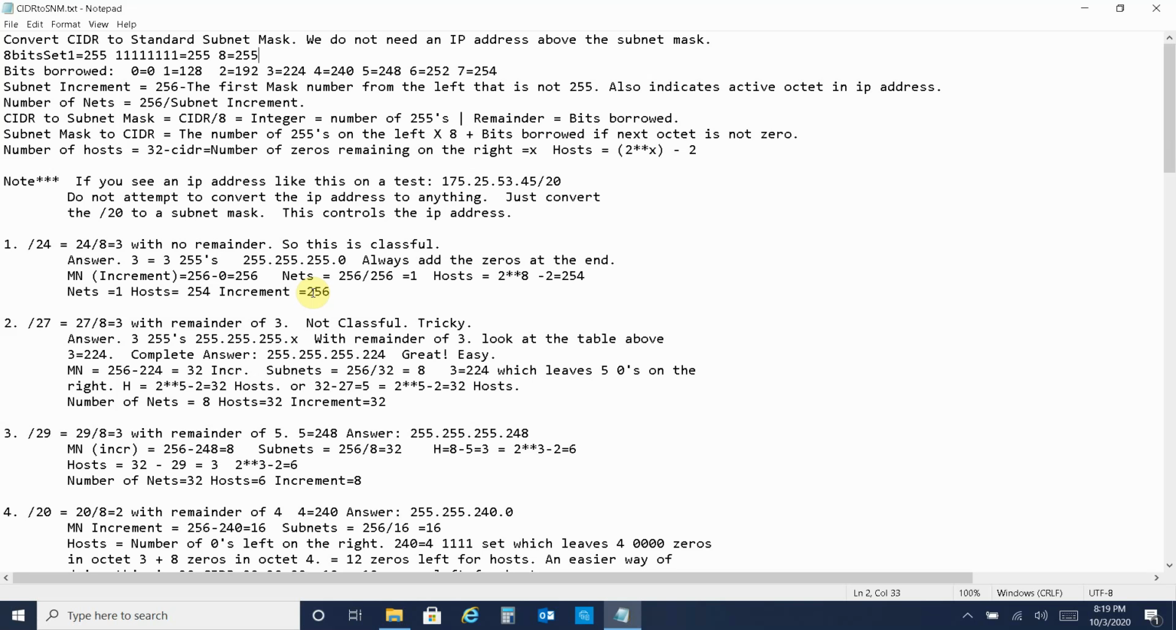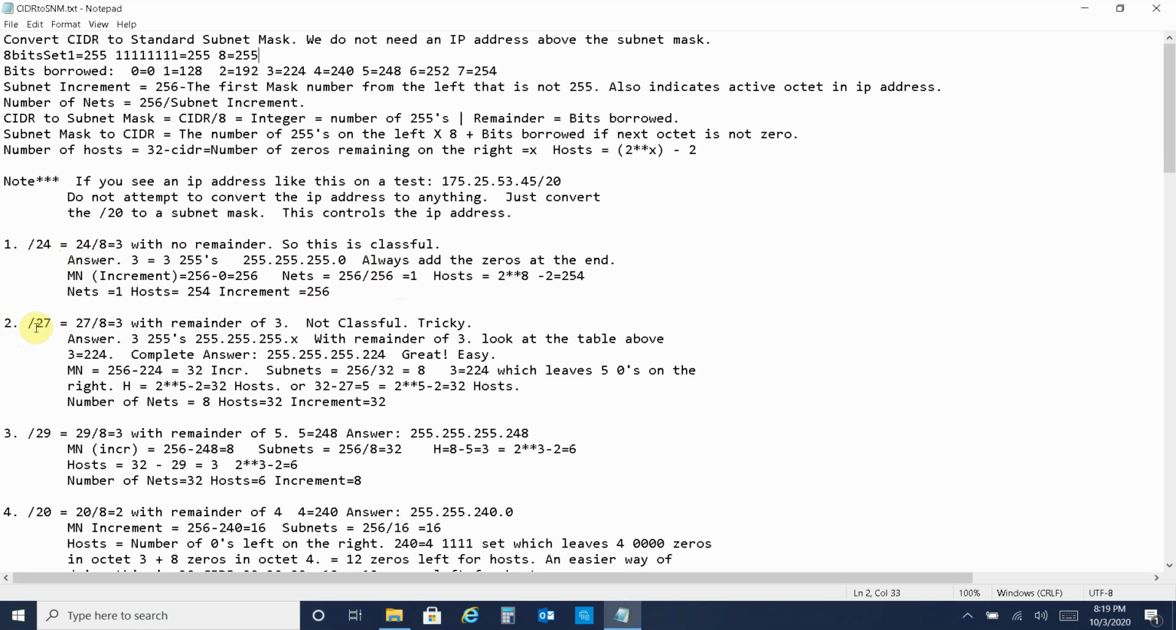Okay? So we got all this information out of this. And you also know, if you've used /24, which is what most small networks are, that this is correct. You have 254 hosts. That's all you can use. And your increment between the nets is 256. But you can only have one net, so it doesn't matter. Okay? Let's look at something a little different.